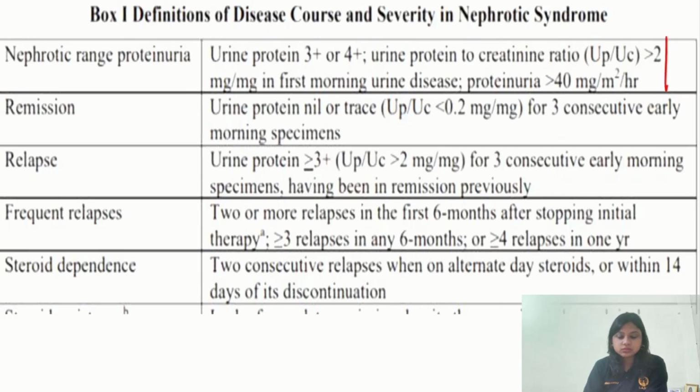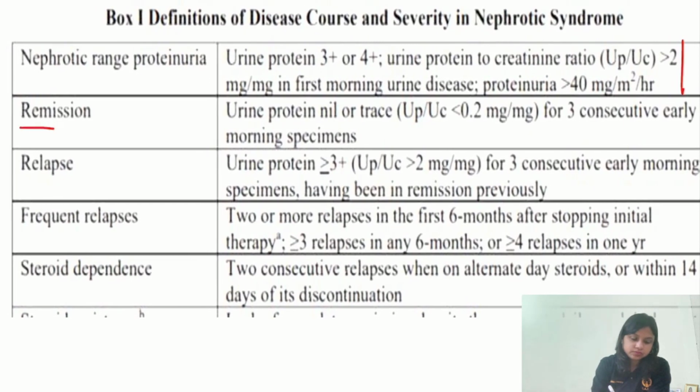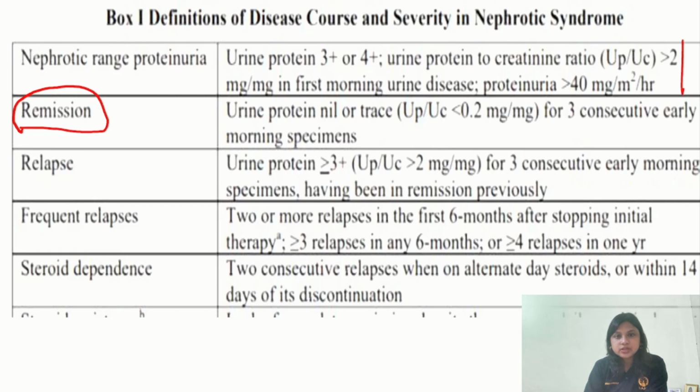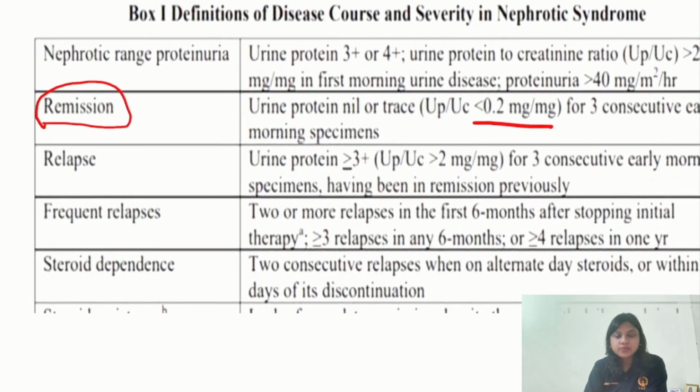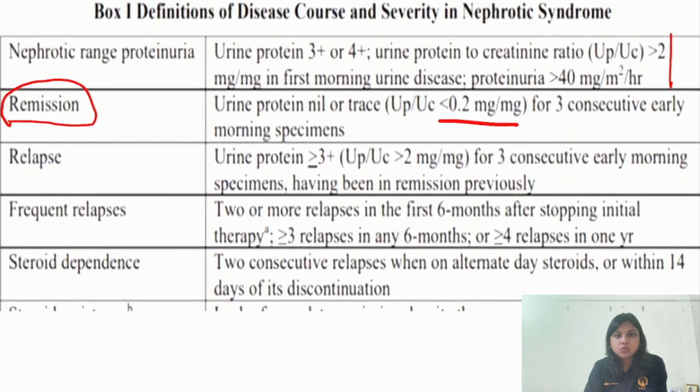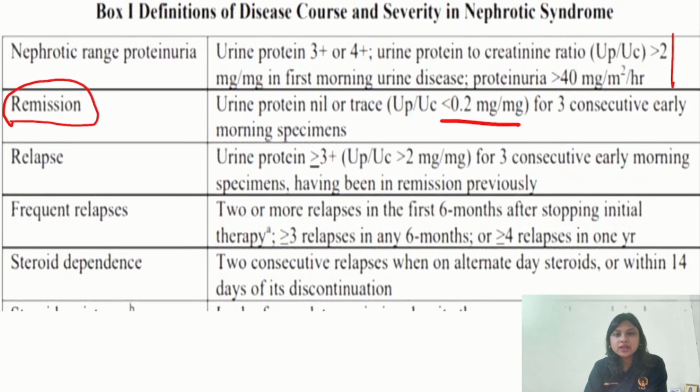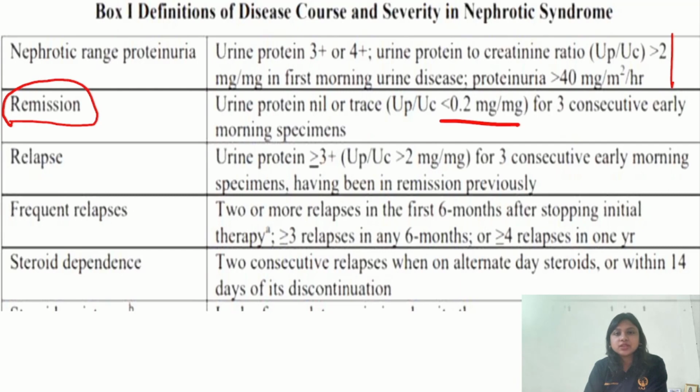Coming to remission. What is meant by remission? It's a urine protein nil or trace, that is the UPCR less than 0.2. I already told you from 0.2 to 2, it is nephritic range. So less than 0.2 means it's normal, for 3 consecutive early morning specimens. And what is relapse? It is urine protein more than or equal to 3 plus, or the PCR is more than 2 milligram per milligram for 3 consecutive early morning specimens in a child who was previously in remission.